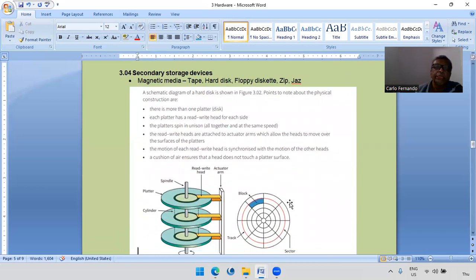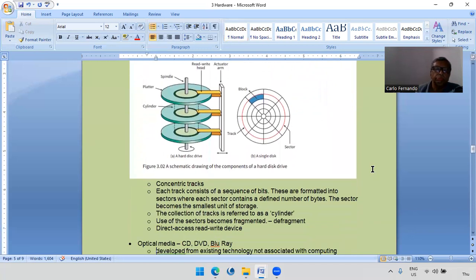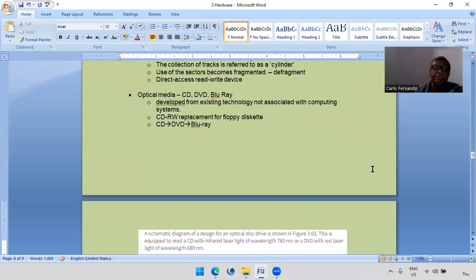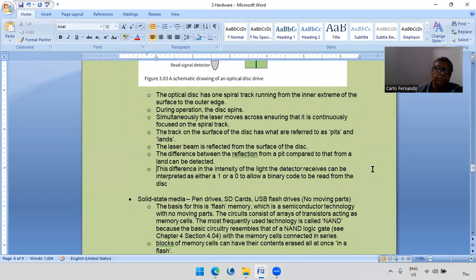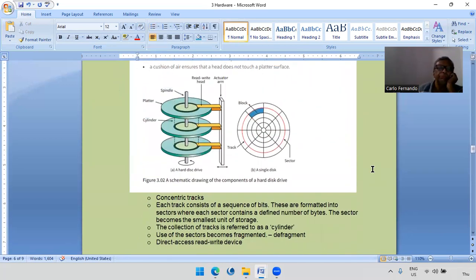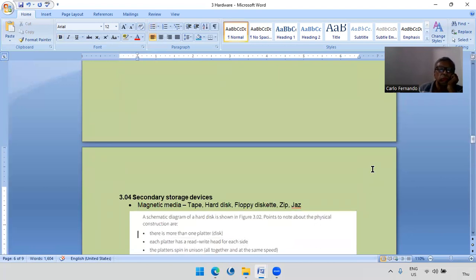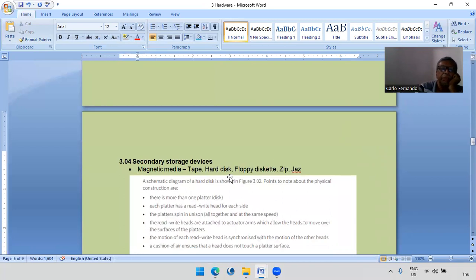Now we come to secondary storage. You have magnetic media, that is tape, hard disk, floppy disk, zip, and jaz. Those are the things. And then you have DVD and Blu-ray, and the solid state media. So these are the three types. First, let's look at magnetic media: magnetic tape, magnetic hard disk, magnetic floppy disk, all of these are magnetic. Zip disk and Jaz disk were not popular; they were there only for a very short time.